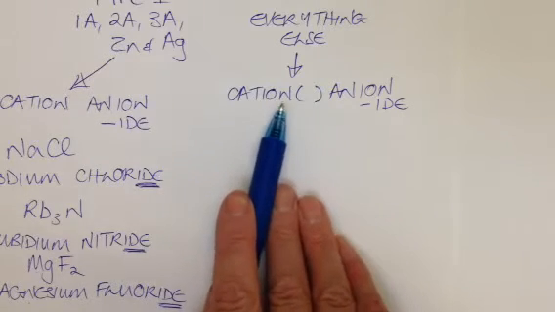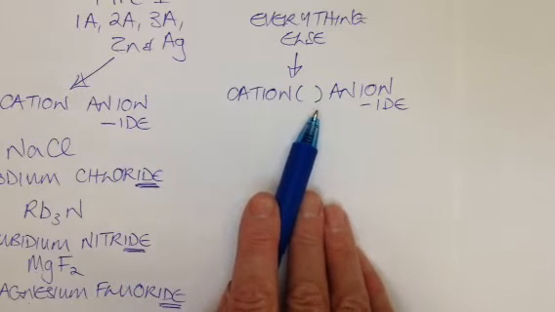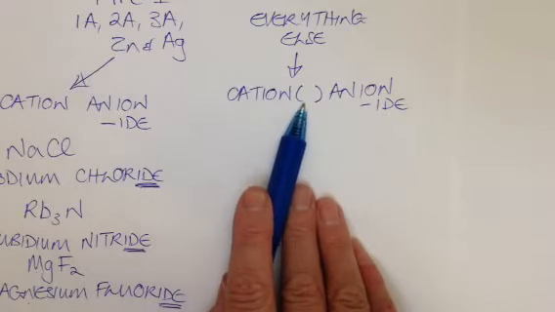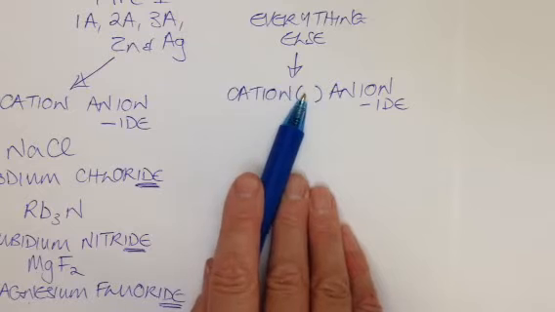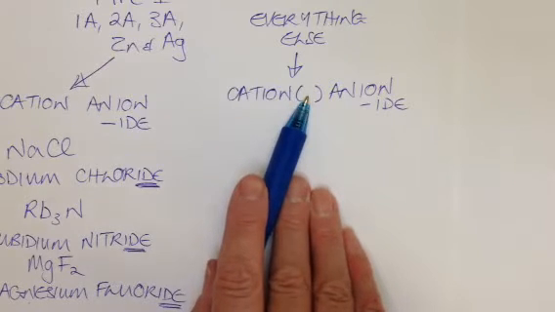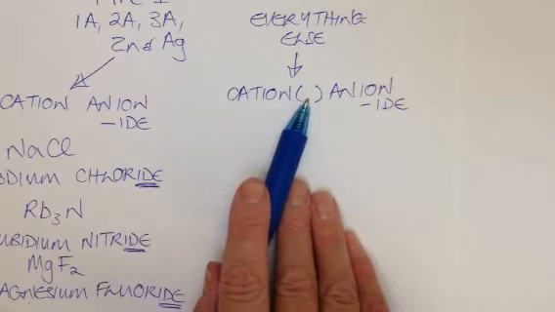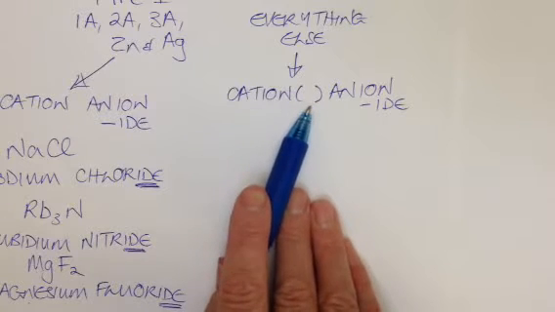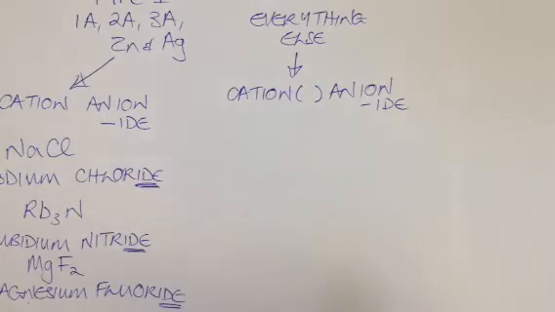Are we talking about copper 1+ or copper 2+, iron 2+ or iron 3+, tin 2+ or tin 4+? Okay, so we let the reader know that information by including that charge as Roman numerals in parentheses after the cation name. Now, we do not include the positive sign in the parentheses. We just say, for example, iron 2 or lead 4. We don't say iron 2+, lead 4+, because the plus is implied, right? It's a metal, so we know it's positive.